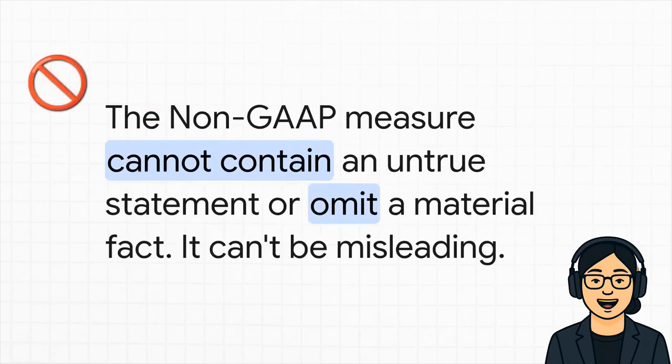And the third core rule is the big one that covers everything else. Don't be misleading. Simple as that. The non-GAAP number can't be based on a lie or leave out something important. This gives the SEC a lot of power to go after companies that get, let's just say, a little too creative with their adjustments.